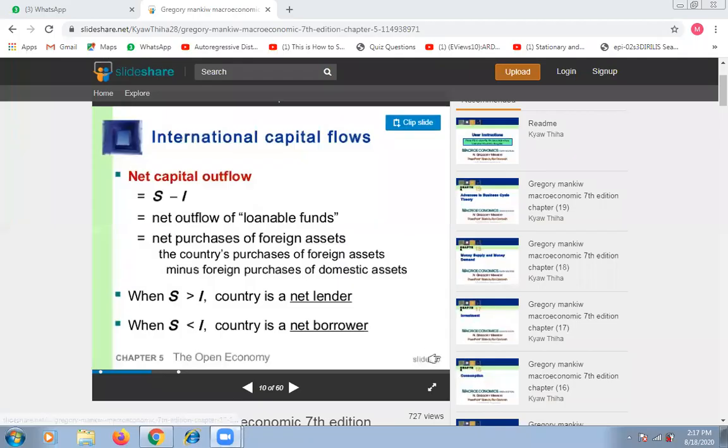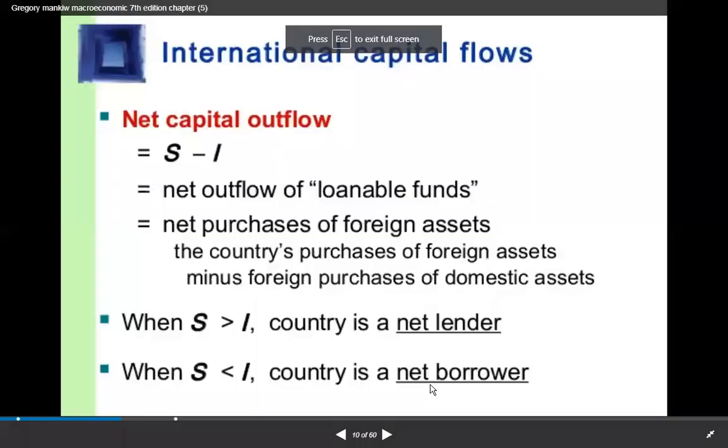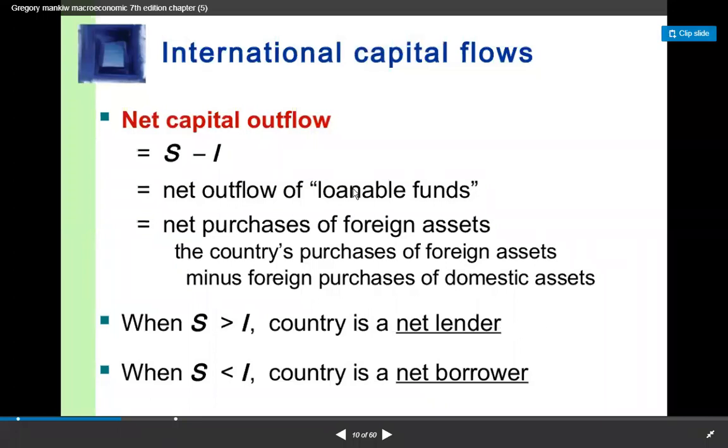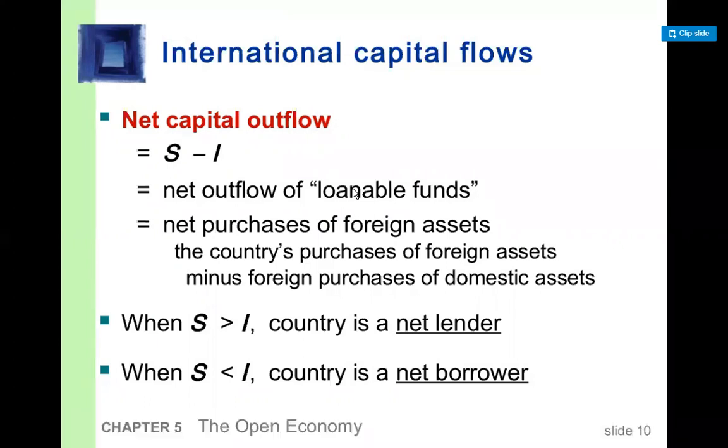This is our 31st lecture. We are going to start where we stopped in the last class. We solved the national income identity equation for net capital outflow.